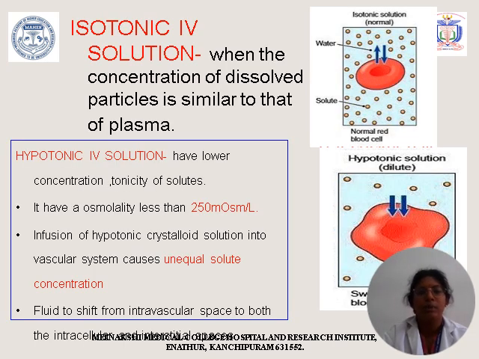And this is based on isotonic IV solution when the concentration of dissolved particles is similar to that of the plasma, and hypotonic IV solution has lower concentration and tonicity of solutes. Its osmolality is less than 250 milliosmoles per liter, and infusion of hypotonic crystalloid solution into the vascular system causes unequal solute concentration and fluid to shift from the intravascular space to both the intracellular and interstitial spaces.